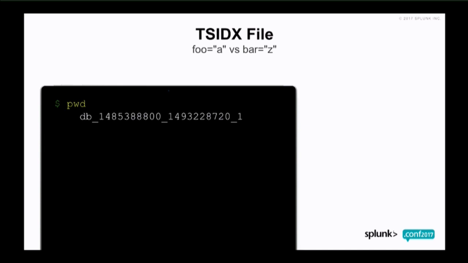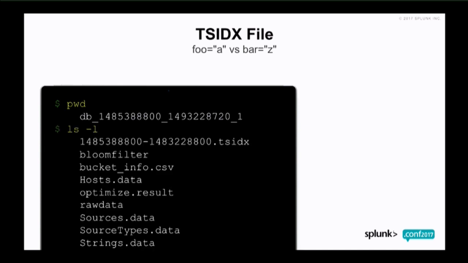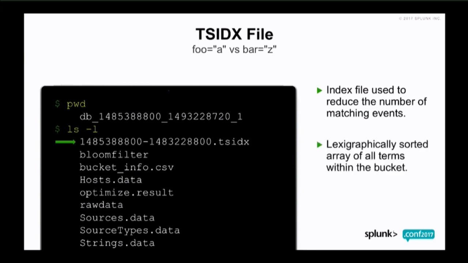So staying in the same bucket from earlier, _1, take a look inside, same files. After we've determined that the Bloom filter said, yes, events are most likely within this bucket, we then arrive at the TSIDX file. So this is the primary way that Splunk will reduce all the results inside of your bucket. It's lexicographically sorted, so roughly A to Z, of all the terms that are inside of the bucket. And then, side note, the pipe delete flag to hide events is also set within the TSIDX file.